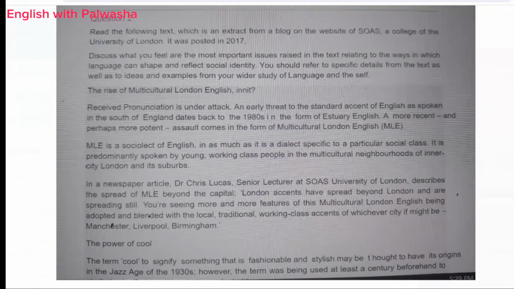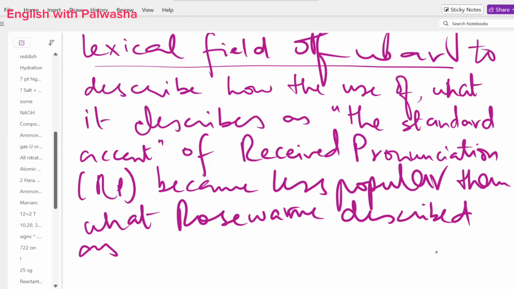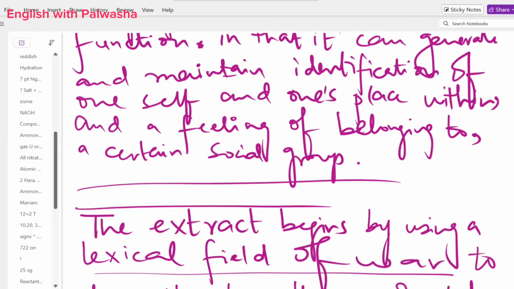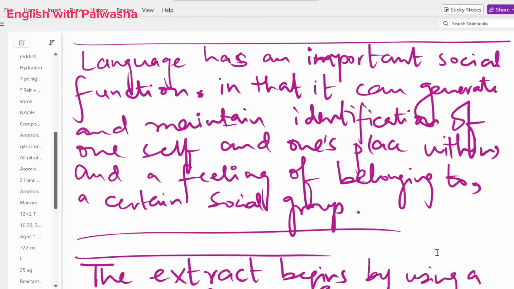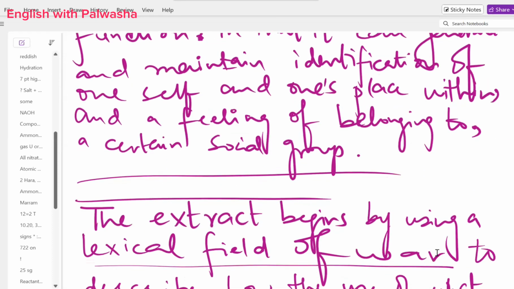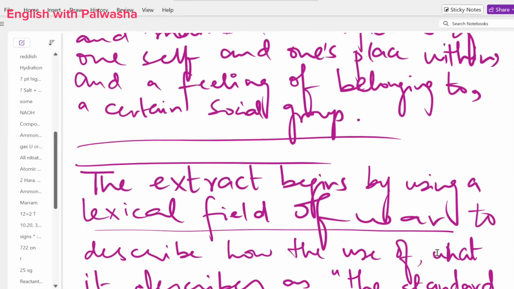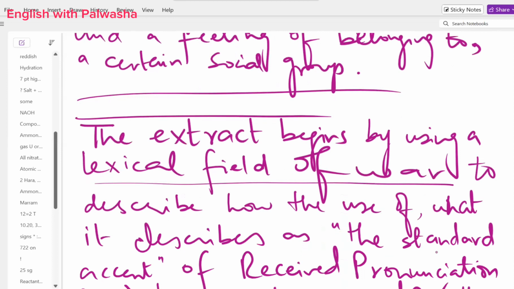What I did in the very first paragraph, I have talked about it in my own words. Now see how I begin the paragraph by saying that language has an important social function. It can generate and maintain identification of oneself and one's place within, and a feeling of belonging to, a certain social group. Then you have to explain a little bit more about the language, like maybe emerging social groups communicate by means of a sociolect, and it conveys its cultural values. Language is used to convey cultural values, right? Then you're going to move towards this extract.